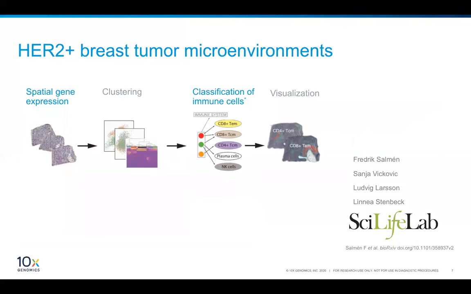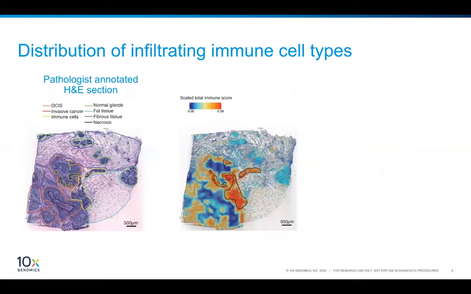Here is an example from a publication by researchers at the Science for Life Laboratory in Sweden. The authors looked at the HER2-positive breast tumor microenvironment using spatial transcriptomics, focusing specifically on dissecting the immune cell infiltrates. They combined cross-sections and computational alignment to build 3D images of the transcriptional landscape of the tumor and its microenvironment.